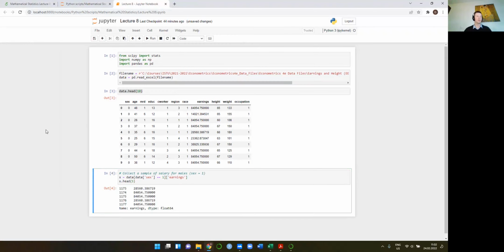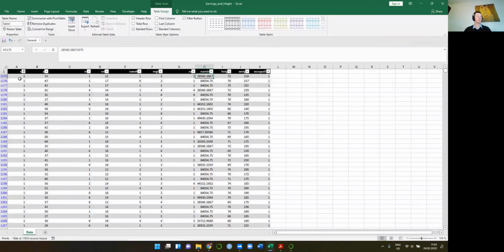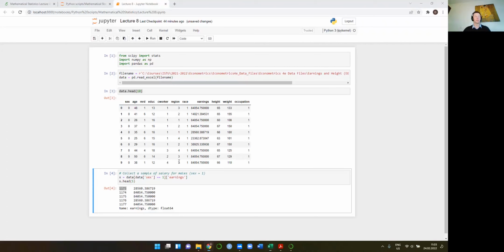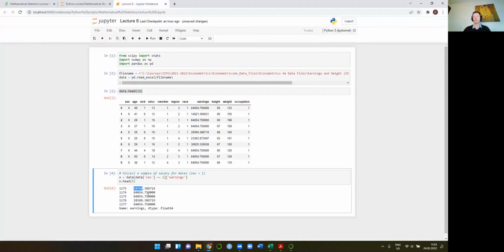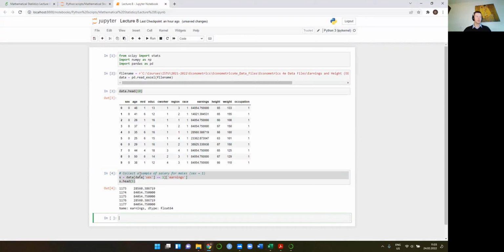Let's take the first 5 entries. Well, exactly, right? So we have the 1173rd observation. It's the 75th row here, not counting the first one. And remember that Python starts counting from 0, not from 1. And the earnings value is exactly this, 28,560, right? So you can see that it is exactly what we had here. And the same, we want to collect the sample of salary for women, for females.